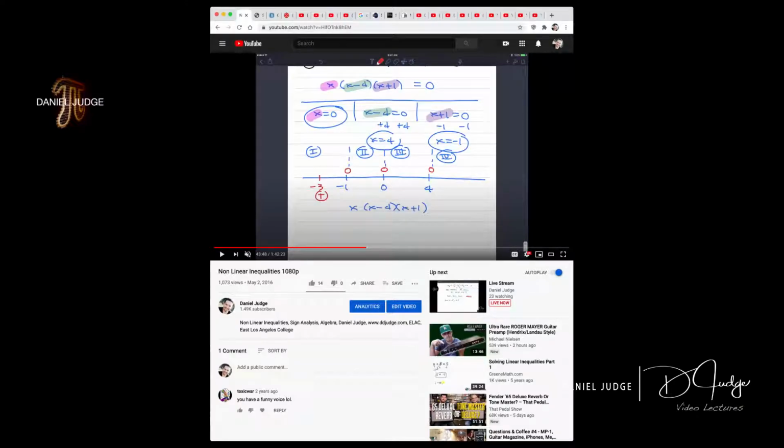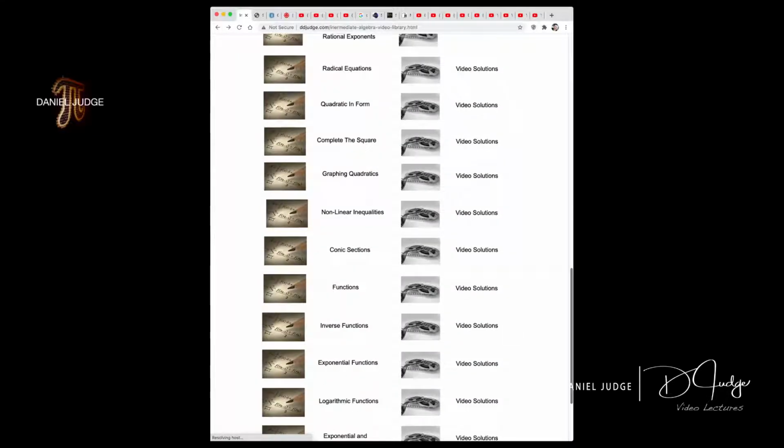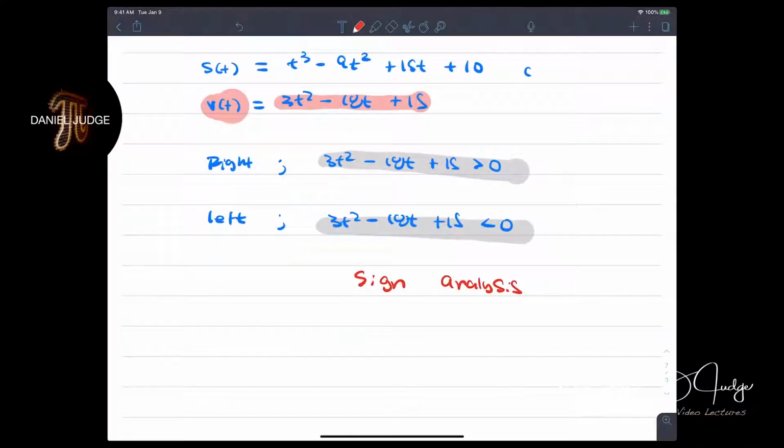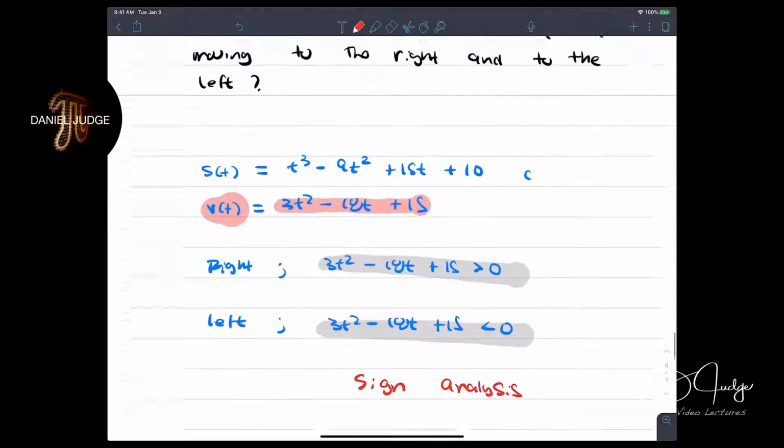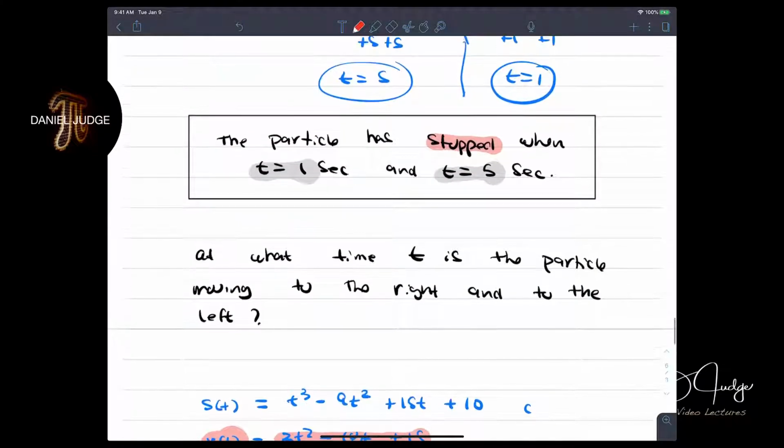It's a whole hour and 42 minutes. So I recommend, hey, go back and take a look, ladies and gentlemen. I recommend you guys go review sign analysis. It's in my 125 portion of the website. But let me show you what you do here, right? You see, the first part of sign analysis, we actually already did.